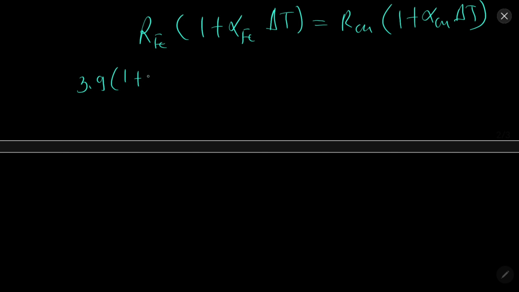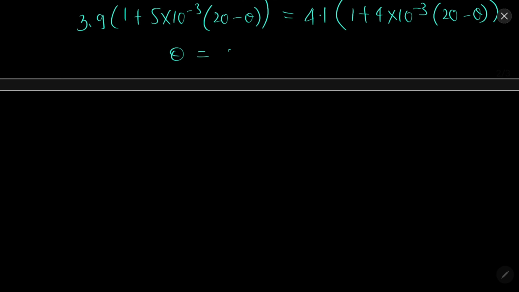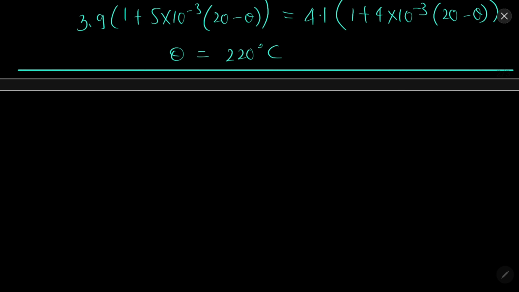3.9(1 + 5 × 10⁻³(20 − θ)) equals 4.1(1 + 4 × 10⁻³(20 − θ)). So when we simplify this, θ will come out to be 220 degrees Celsius. At this temperature, they will become equal.